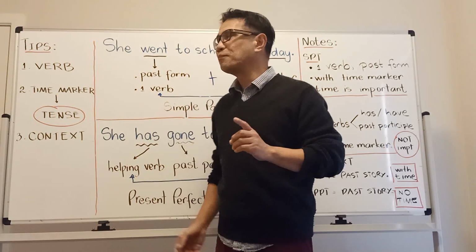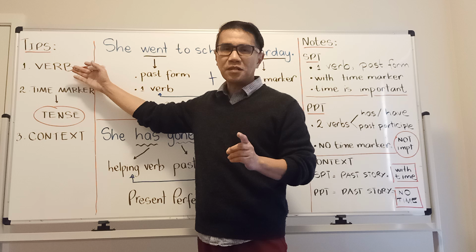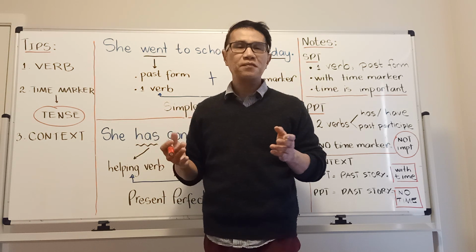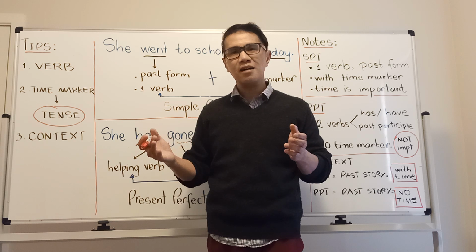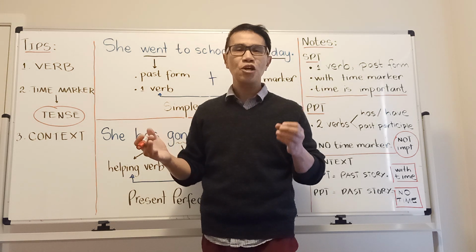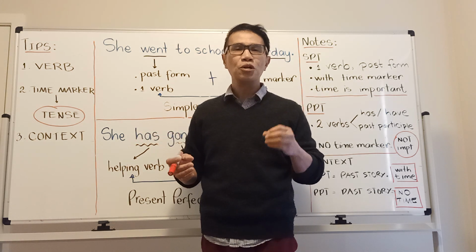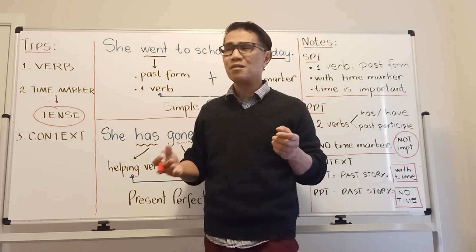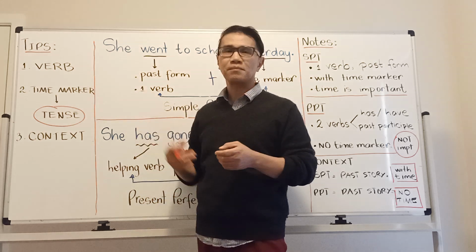Tip number 1, focus on the verb. There are many kinds of verbs in English grammar. For example, is, are, have, has, should, would, cook, laugh, cry. These are examples of verbs.